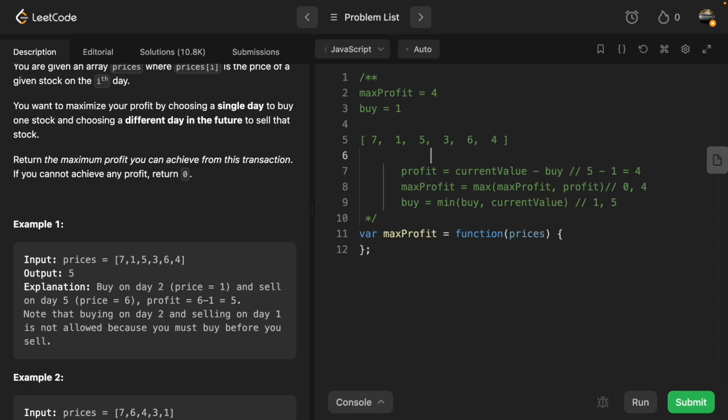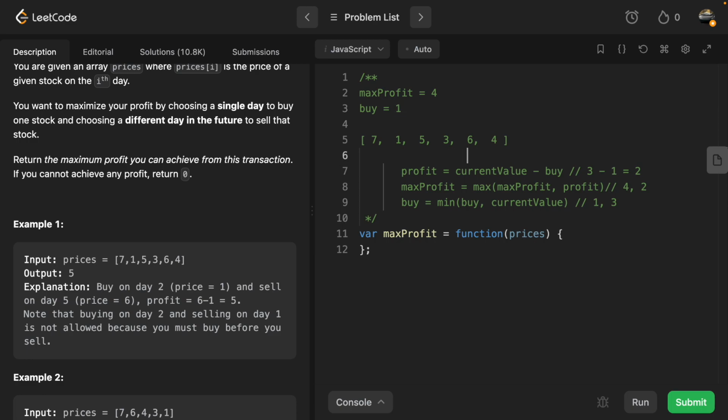Let's move to the next element, 3. Here the current value is 3 and the buy value is 1. 3 minus 1 is 2. We update our max profit. The previous max profit is 4 and the current profit is 2. If we want to get the maximum, the maximum is 4 and the max profit remains the same value. For the buy, the min between the current buy, which is 1, and the current value, which is 3, the buy still remains the value 1.